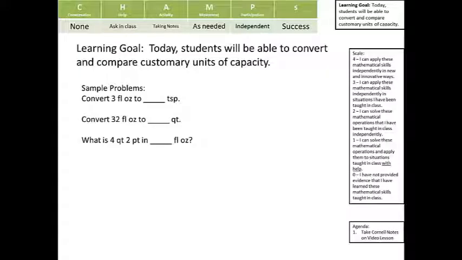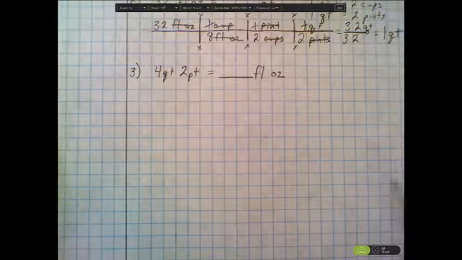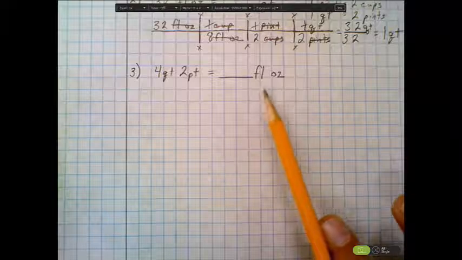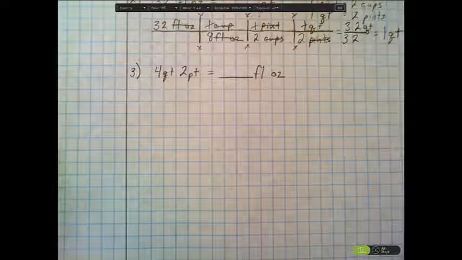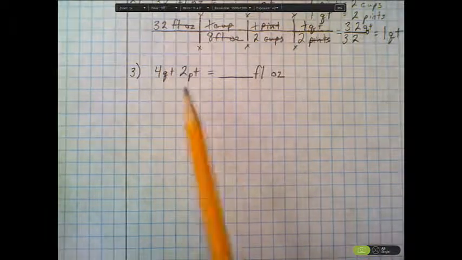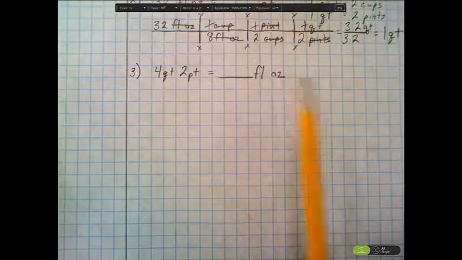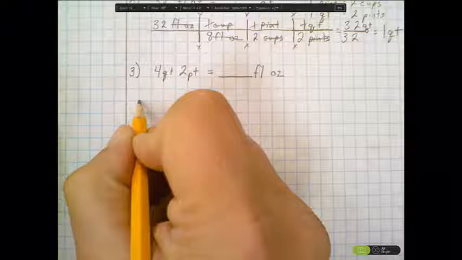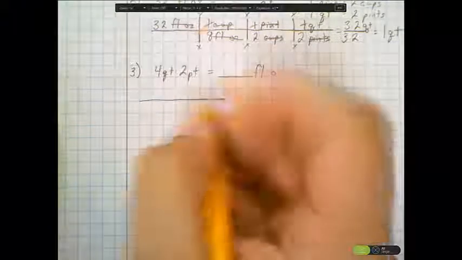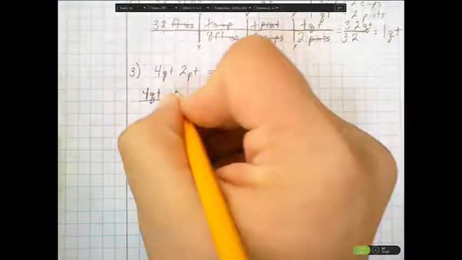Our third problem is that we have 4 quarts and 2 pints is equal to some number of fluid ounces. So I've written the problem out here: 4 quarts plus 2 pints is equal to some number of fluid ounces. In this case, because we have 2 units, we're actually going to have to work out 2 problems. We're going to have to solve for the quarts first and then the pints. So we're going to start off with the first one, at 4 quarts.